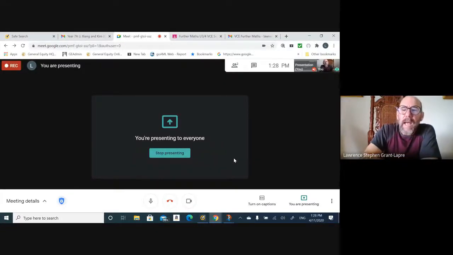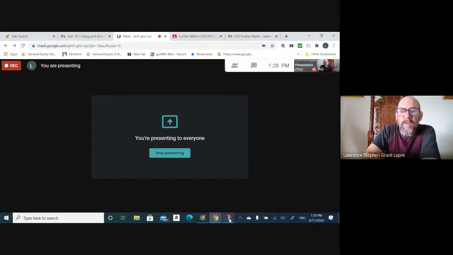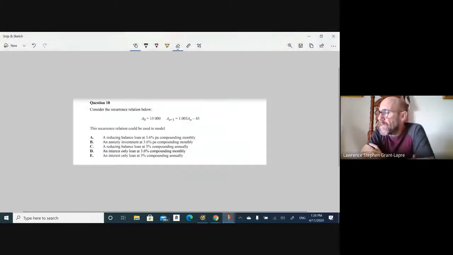Let's take a look at a recurrence relation. This recurrence relation starts at 15,000. The first value is 15,000, and then the next value is 1.003 times the previous value take 45. Well, we have to make a choice which model this could represent.